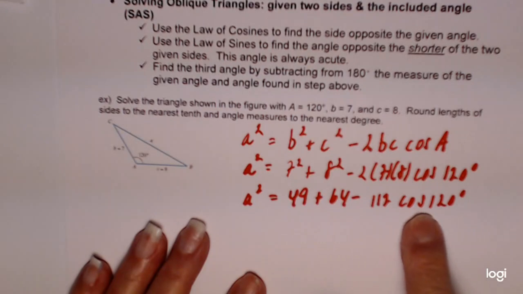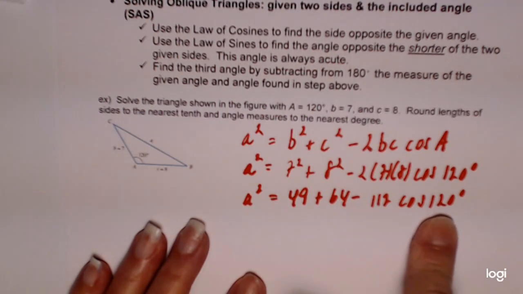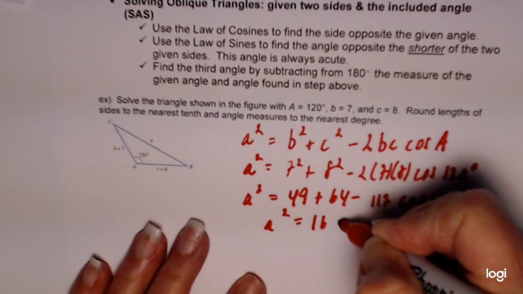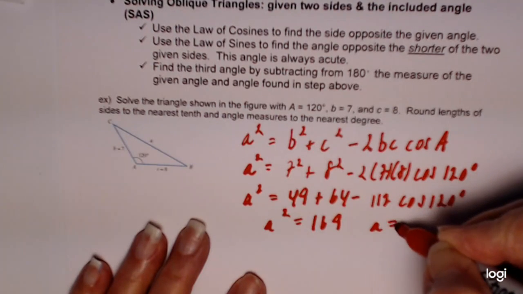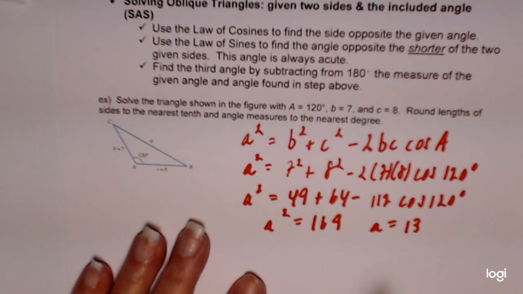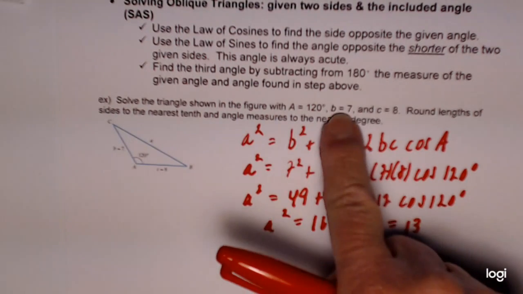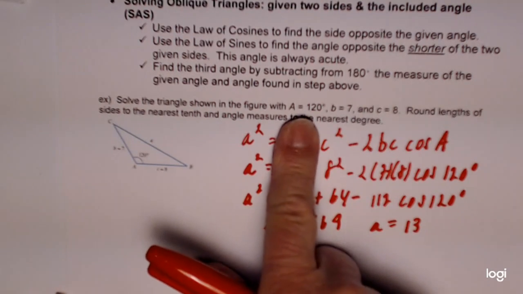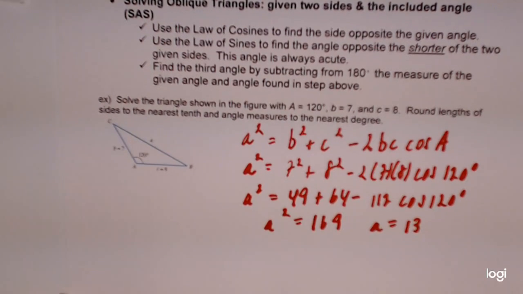So finishing this statement up, when I add these and then subtract these out, we get that A squared is 169. We don't want A squared, we want A. So taking the square root of both sides, we have A is 13. So now we have all three sides of this triangle, A, B, and C. We only have one angle, so we need to start finding the other two angles.